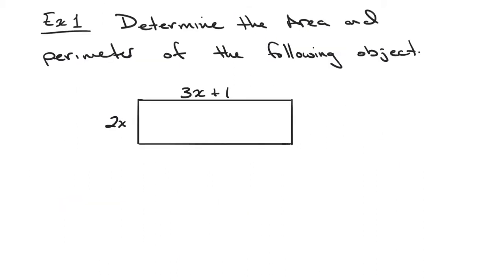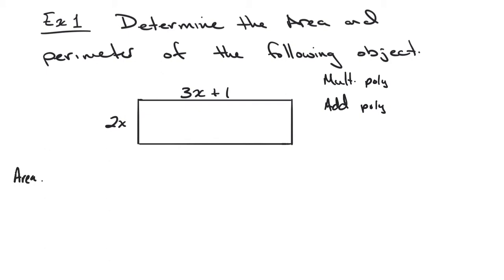The first example is just going to be to determine the area and the perimeter of the following object. Essentially, this is going to test two things. Do you know how to multiply polynomials? And do you know how to add polynomials? When you multiply and add polynomials, they're done a little bit differently, but those are the two skills. First things first, we'll calculate the area.